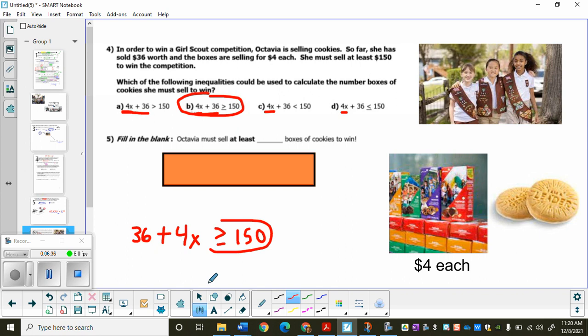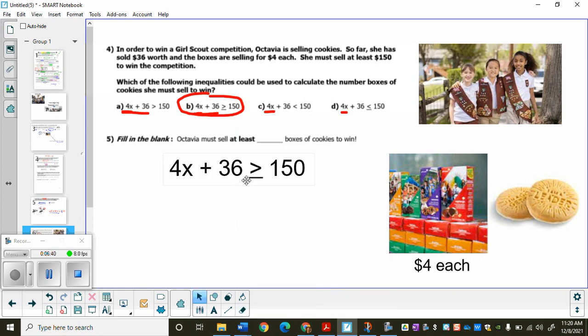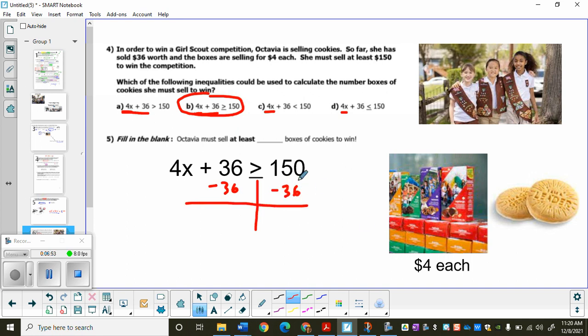All right, cool. Now let me erase this real quick. And if we want to know how many boxes she needs to sell to win the competition, we just need to solve. So you're used to this part. You're going to subtract the constant. She's already sold $36 worth, and that would be 9 boxes. That's a separate side note, but that's easy to see. If she's already sold $36 worth, that's 9 boxes.